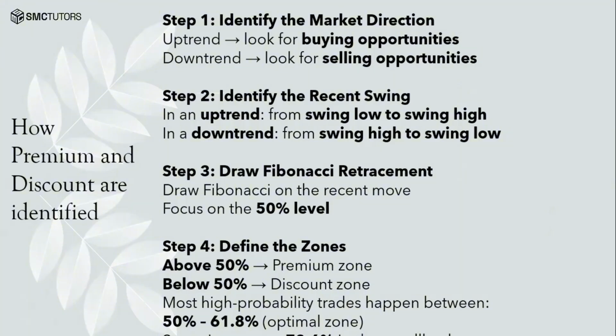So we identify the recent swing highs and swing lows. We draw our Fibonacci retracements. We define our premium and discount zone depending on the trend we are in, and we wait for market to pull back into it to take advantage from there.